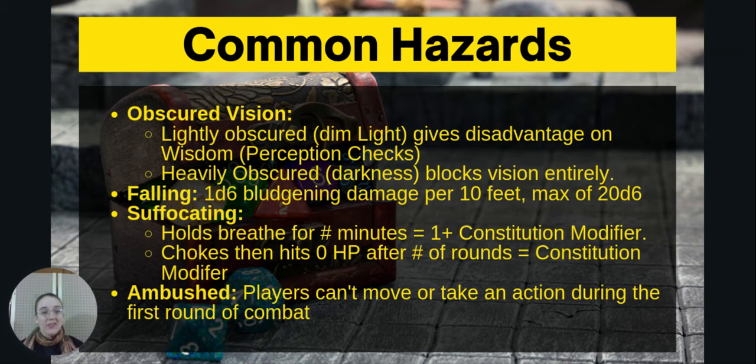Another common hazard is falling. For example, slipping on a trail and falling off a cliff. When you fall, you get 1d6 bludgeoning damage per 10 feet you fall. So in other words, every 10 feet you fall, you roll a d6, and that is how much damage you take until you get a max of either 20d6 or you actually hit the ground.